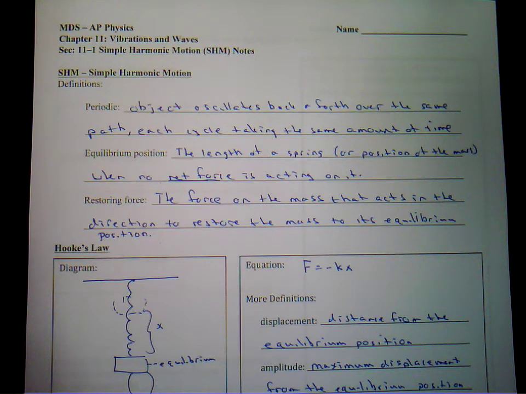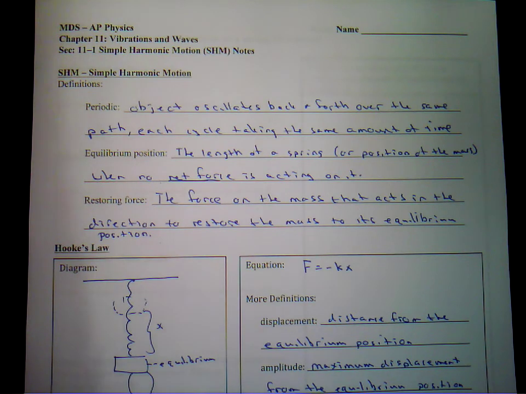Previously you saw a video of two different types of simple harmonic motion. There are many types of simple harmonic motion, but you saw a mass oscillating on a spring, and you saw masses oscillating like a pendulum back and forth. We're going to put some definitions and more specific information about simple harmonic motion.